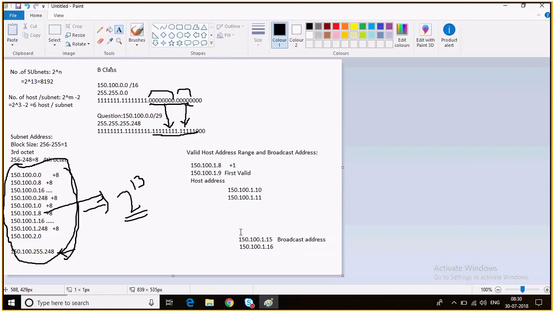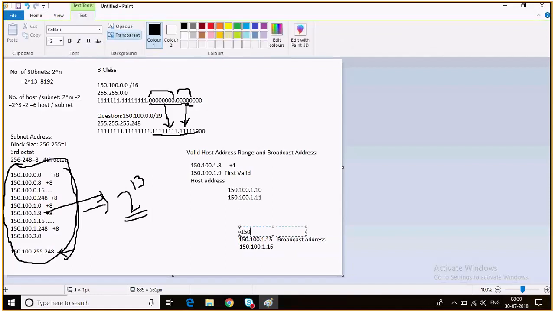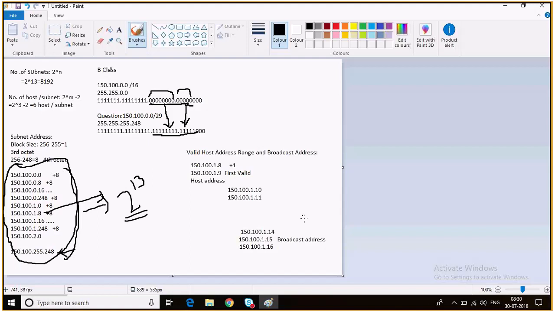And what is my last valid host here? Last valid host is 150.100.1.14. So if I calculate how many addresses I have in this network, it's from 150.100.1.9 till 1.14. So the total number of addresses that I have, if I calculate this, is 6. I have a total of 6 addresses.